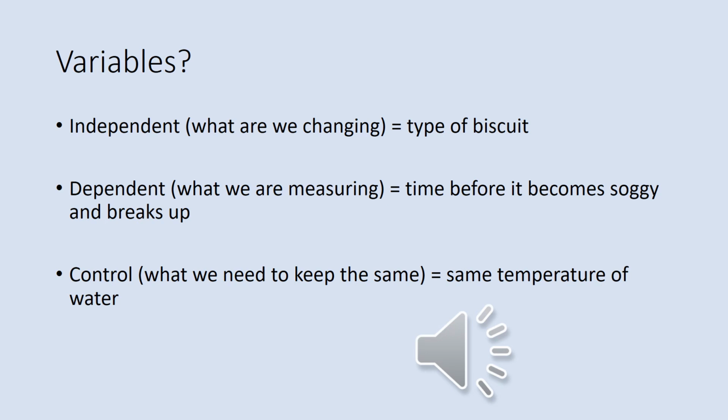Our independent variable was the type of biscuit, because we're going to try different biscuits to see which one dunks best. Our dependent variable, what we're measuring, is the time before it becomes soggy and breaks up. And our control is what we need to keep the same. So the same temperature of water. You could have also put the same amount of biscuit into the cup each time, and that's great.